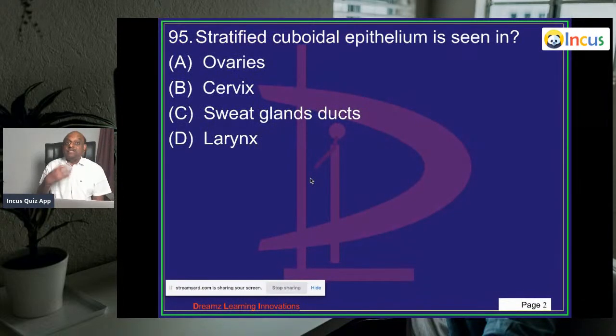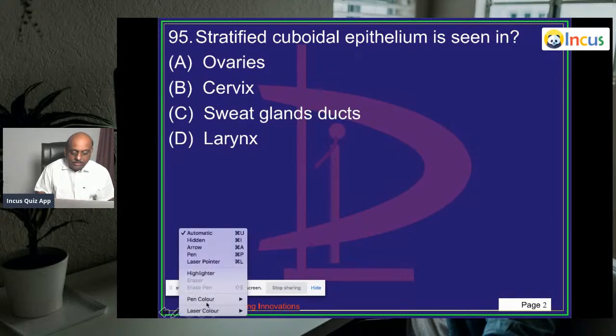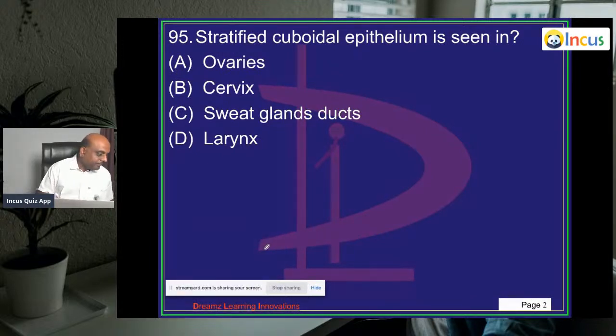So epithelium types is the next favorite topic. Stratified cuboidal epithelium.